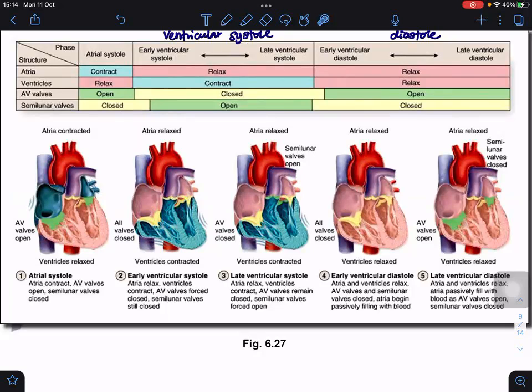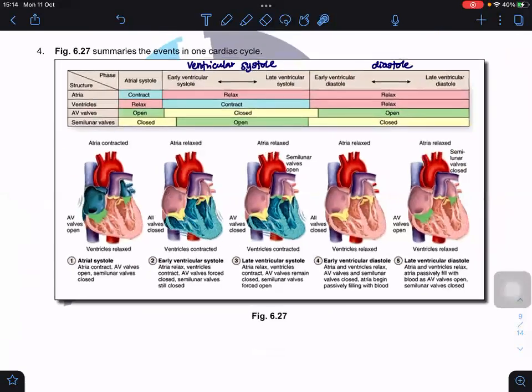After that, both of them relax. So atrium and ventricle relax. AV valve and semilunar valve close at this moment, a short period of time only. Then the atrium passively fills with the blood, and after that, contraction allows the blood to move. This will be the atrial contraction here.